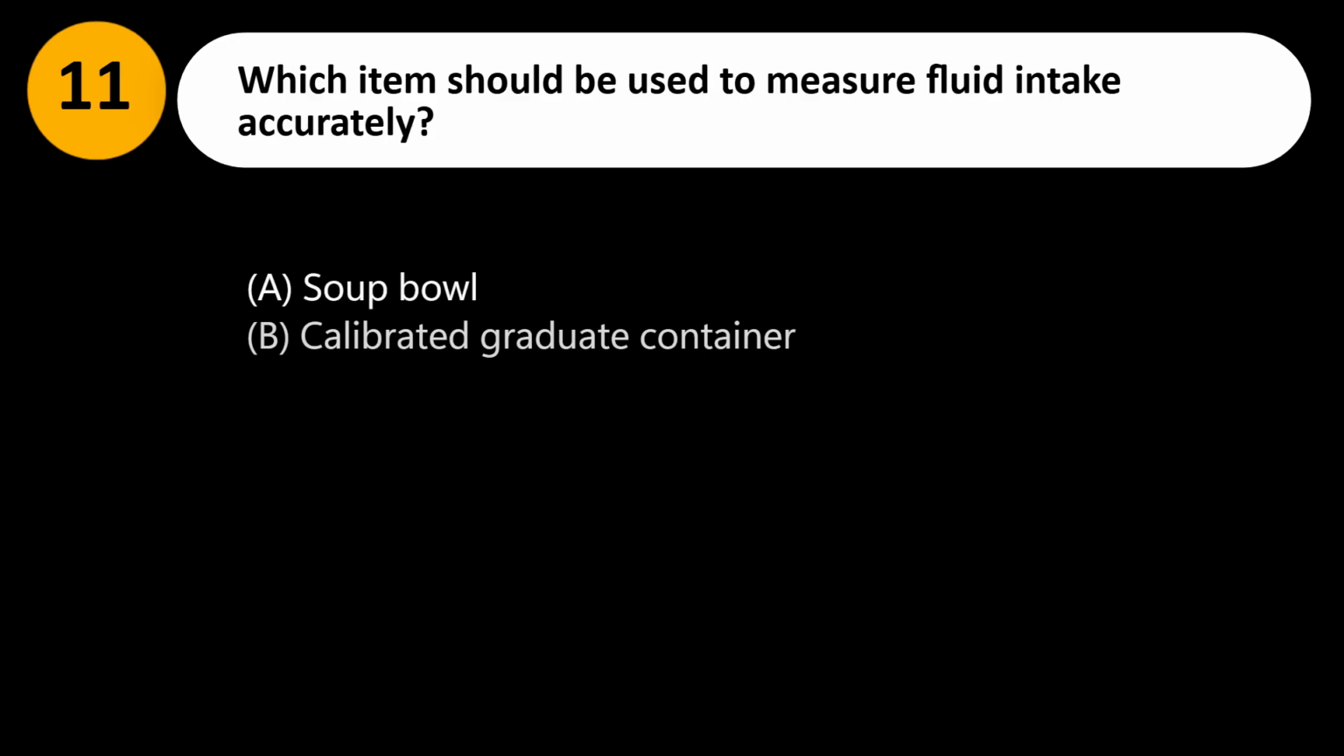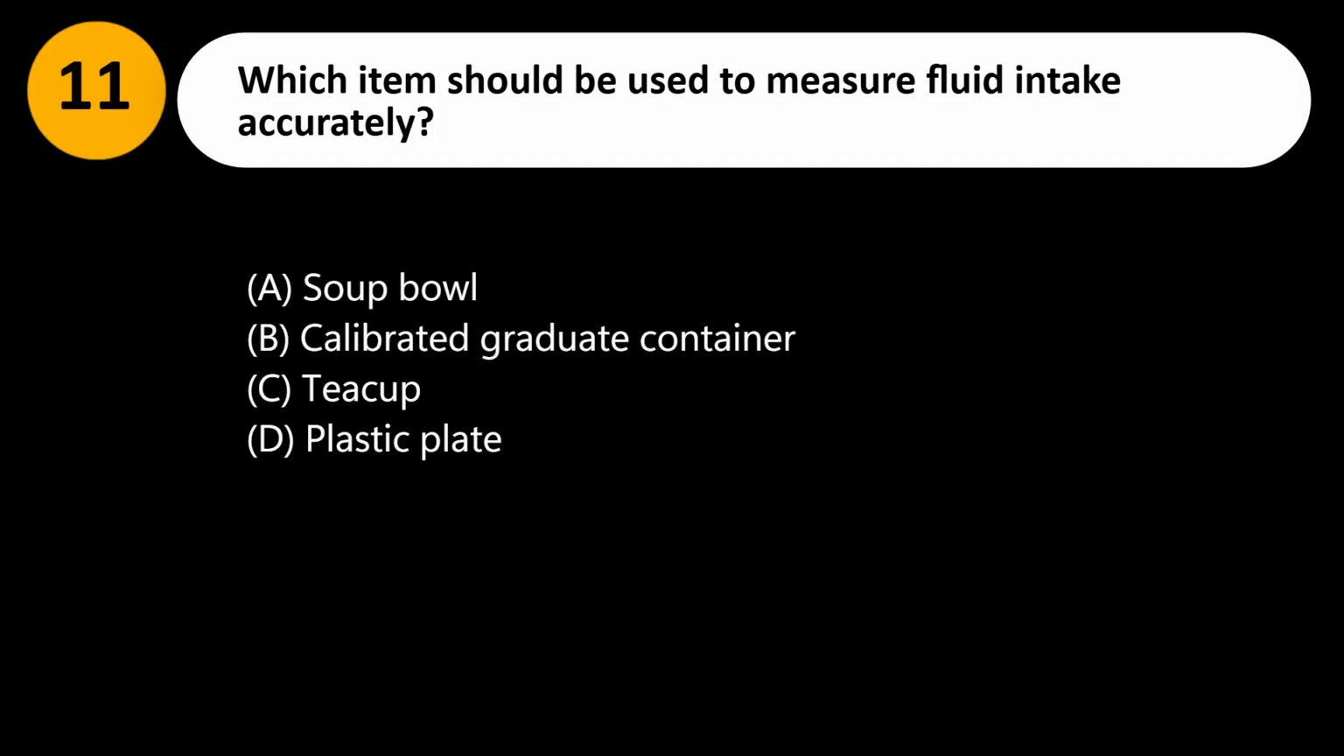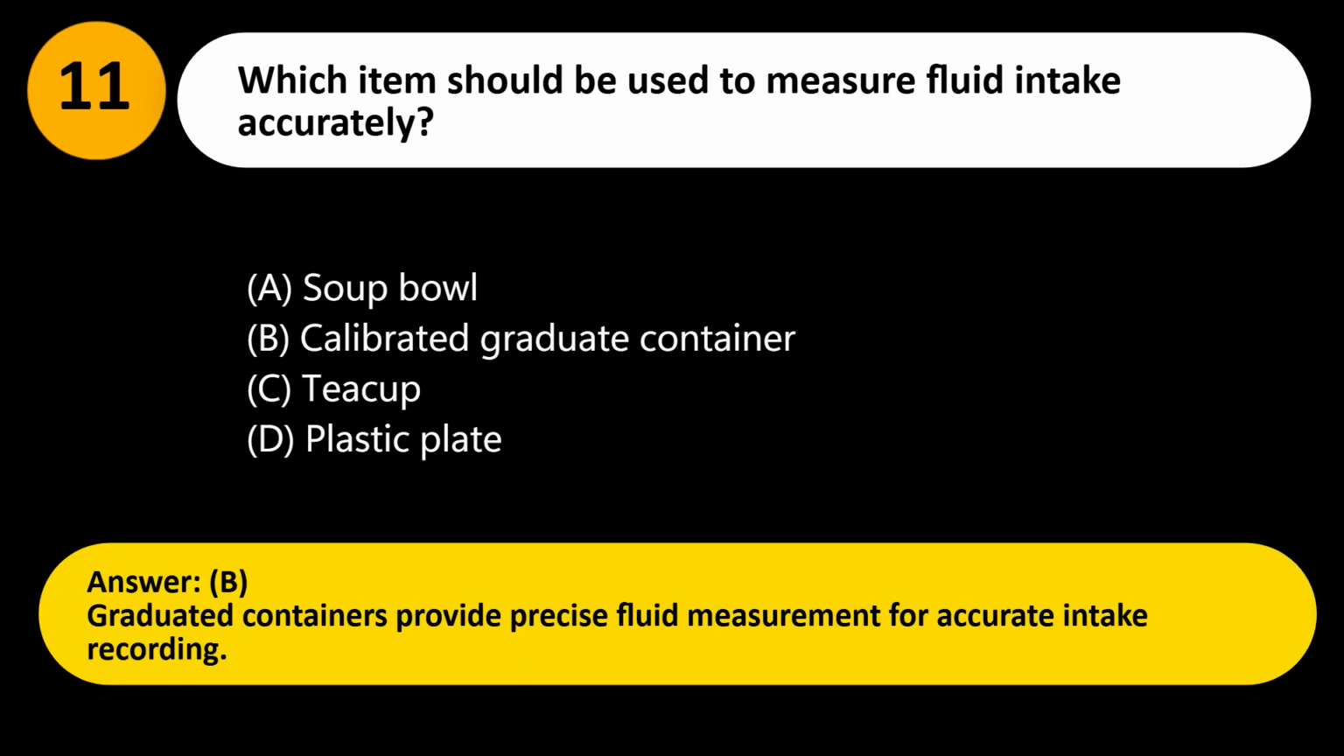Which item should be used to measure fluid intake accurately? A. Soup bowl. B. Calibrated graduate container. C. Teacup. D. Plastic plate. Answer: B. Graduated containers provide precise fluid measurement for accurate intake recording.